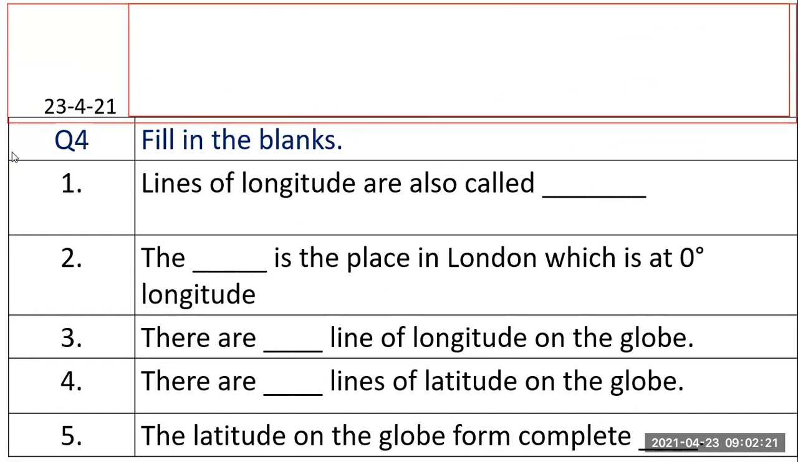Now you can copy down these fill in the blanks and you will write the answers in your copy. Fill in the blank number 1. Lines of longitude are also called as dash. That is the same as we have done in question answers. This is so simple.